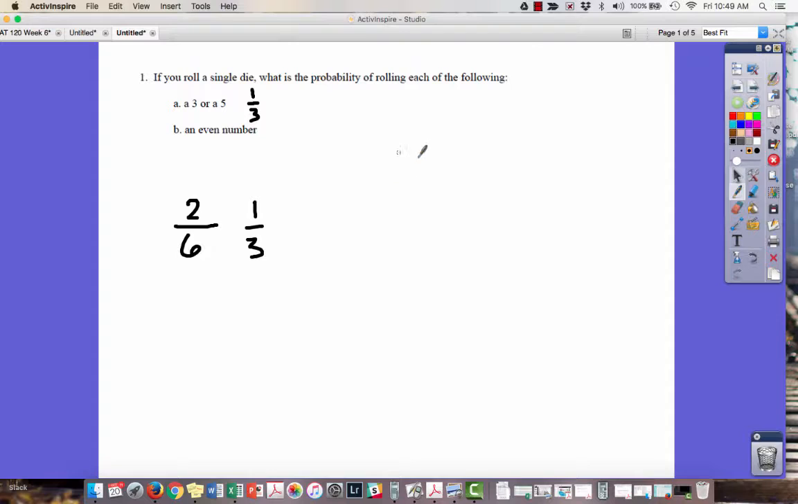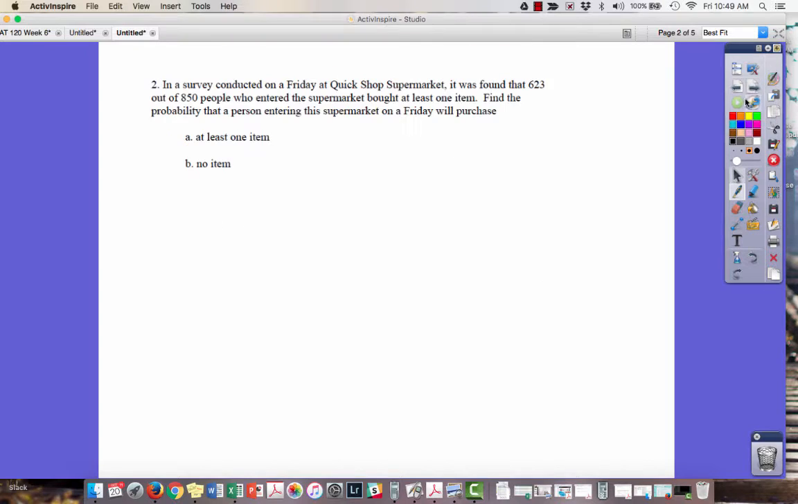Then for B, how many ways can you get an even number? Well, I could get a 2, a 4, or a 6. So there's 3 ways to get what I want out of 6 possibilities. So really, it's a half because I want to reduce that 3/6 down to a half. So remember, for probability, the top number is always how many ways can I get what they're asking, and the bottom is how many different things could happen, and then you reduce it.